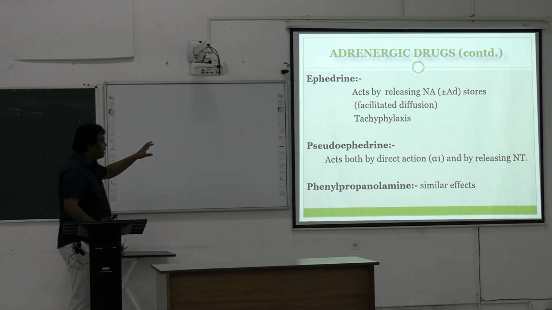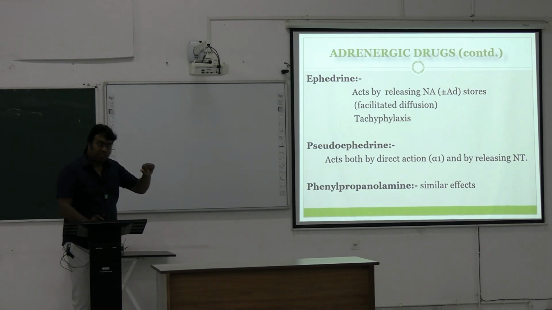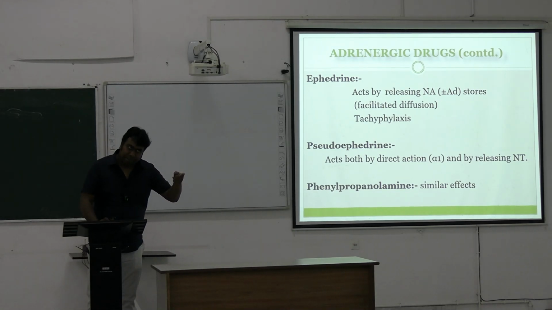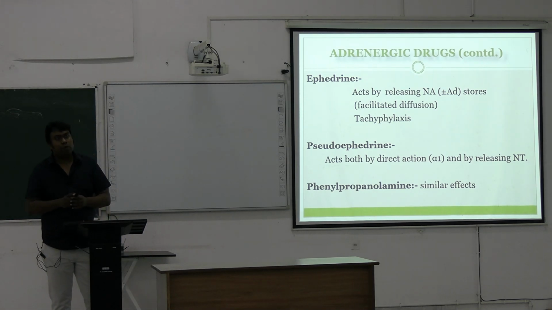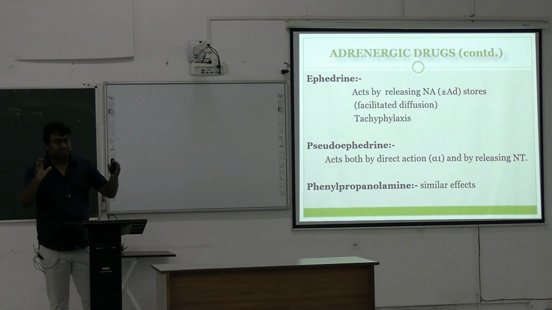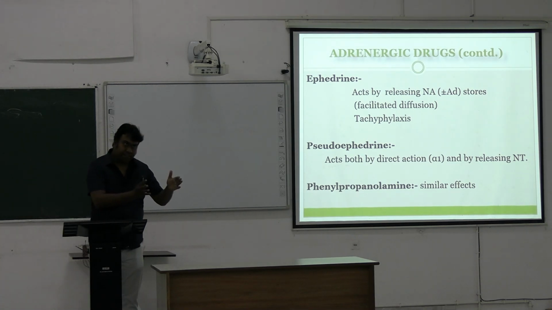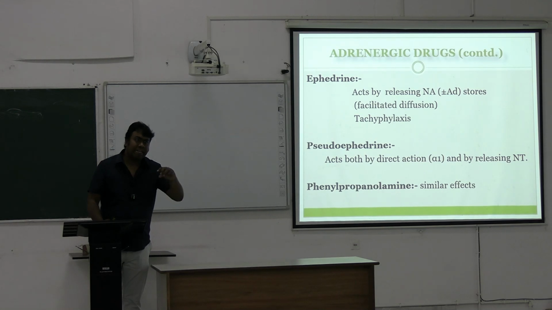Similarly, ephedrine can also bind with the alpha and beta receptor, as well as they can also bind with the storage and release some noradrenaline. So there are two actions. One is direct, one is indirect. What is the indirect action? By releasing noradrenaline present in the vesicle of the presynaptic nerve terminals. Clear? So these cause mixed type of action.